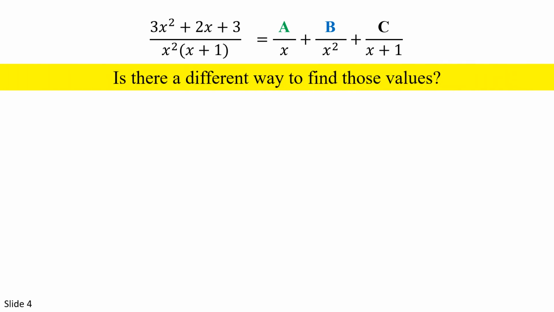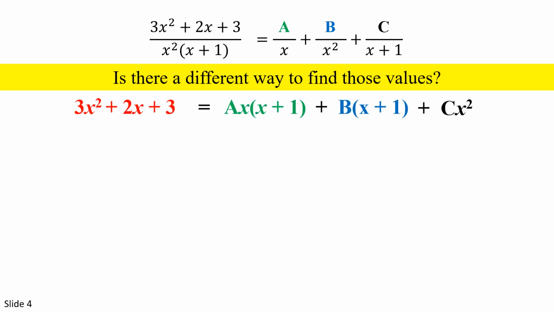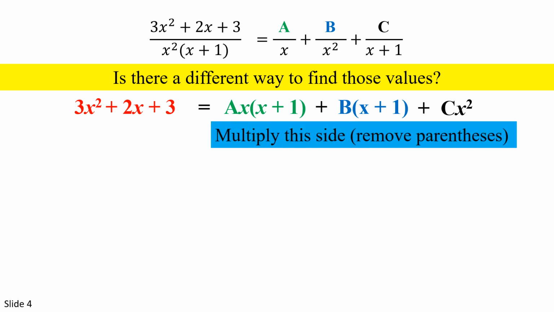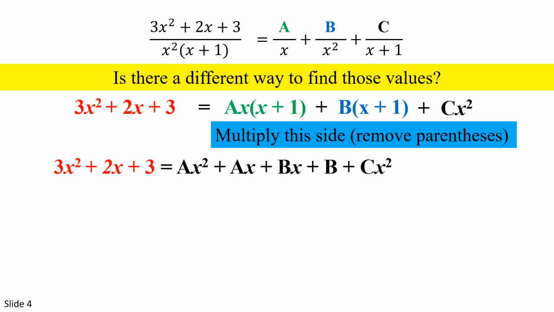So does that different way work for this as well with the multiplicity of factors? Let's find out. So we clear the fraction, we get the same thing we got before. Going to multiply the whole right side out, which gives us 3x squared plus 2x plus 3 on the left. On the right side is ax squared plus ax plus bx plus b plus cx squared.